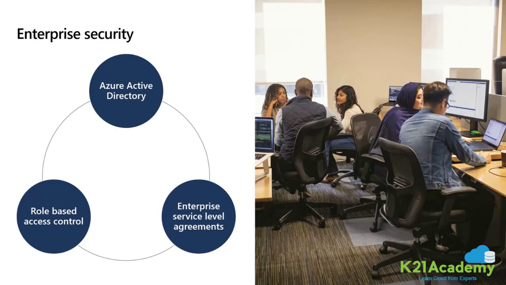So if you give limited access as per the job profile, if the user needs read access, we only give read access. We don't give write access. All of that is possible only because of Azure Active Directory and the role-based access control mechanism which is there. Enterprise service level agreements are available. Multiple types of them are there, and based on the cost, the SLA changes, and we can select the one which is more suitable for us.